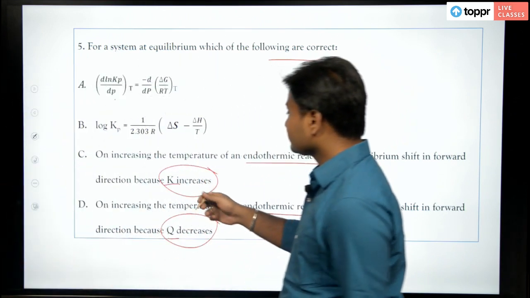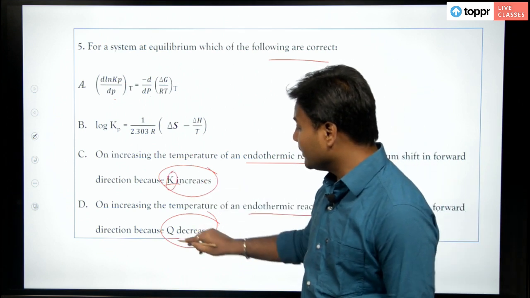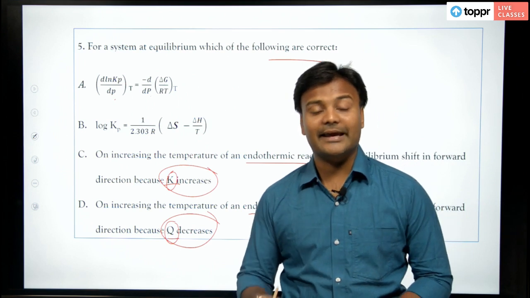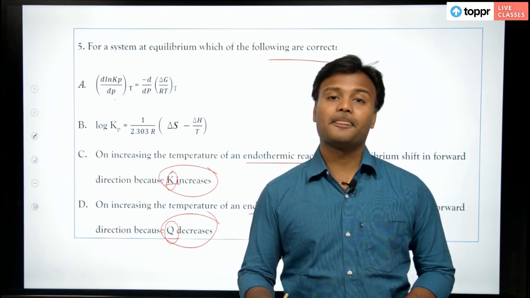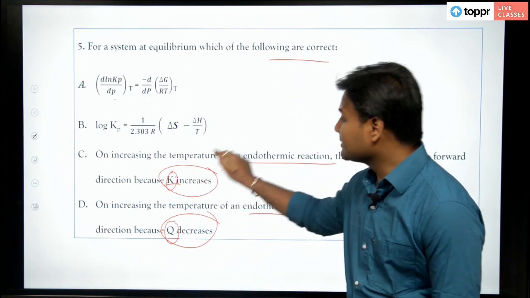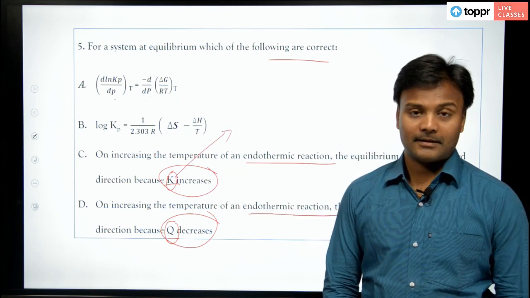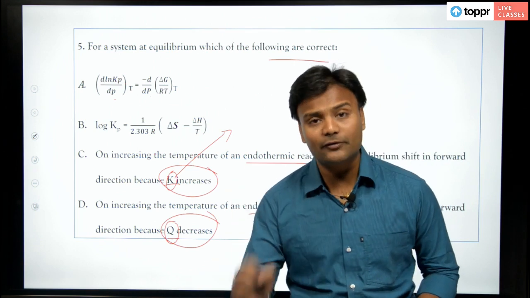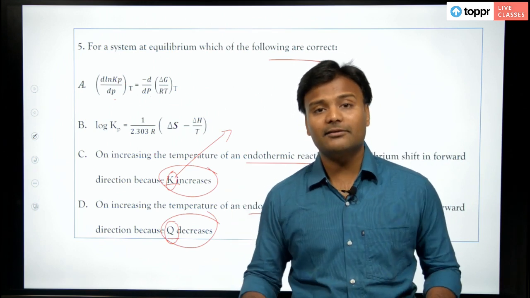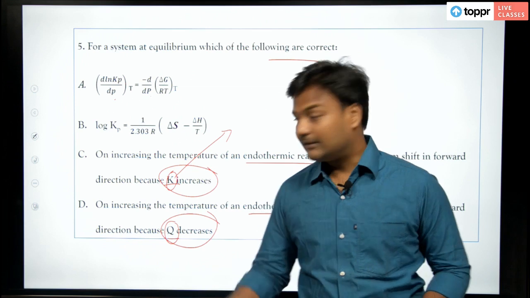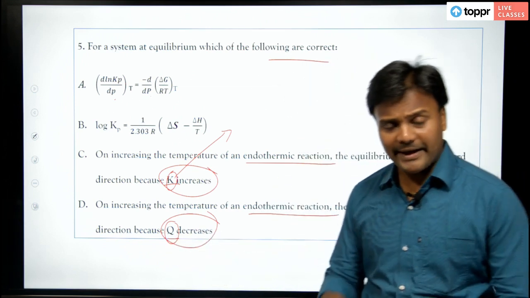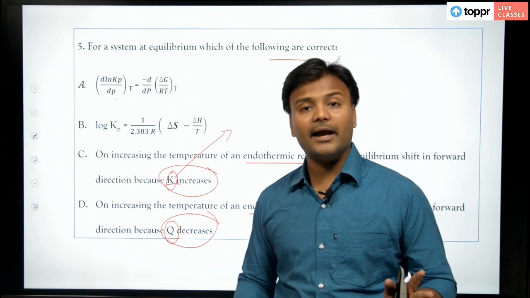right. The difference between K and Q is when you are finding out the concentration exactly at equilibrium, then it is K. But if you are finding out the concentration of any given reaction at any given point of time, not at equilibrium, any point of time, then it is Q. You are finding out the Q value. That is the main difference between the K and Q.